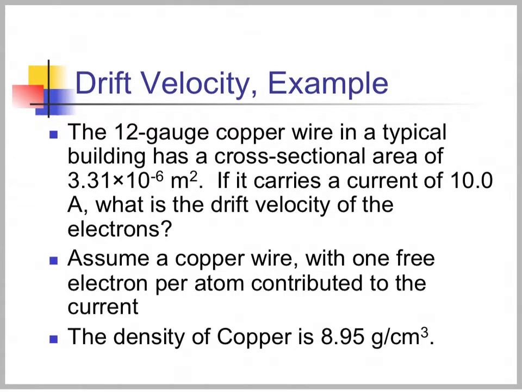So, what is a value for drift velocity that would be, say, in copper? Let's look at a problem. I have a 12-gauge copper wire in a building that has a cross-sectional area of 3.31 times 10 to the minus 6 square meters. If it carries a current of 10 amps, what's the drift velocity of the electrons? We're going to assume a copper wire. Copper has one free electron per atom that's going to contribute to the current. And we know the density of copper is 8.95 grams per cubic centimeter.